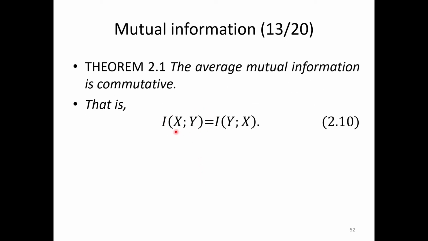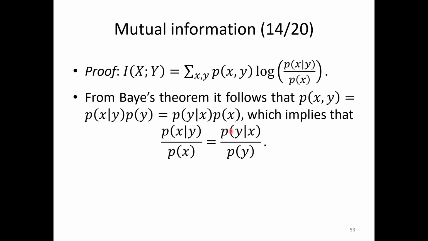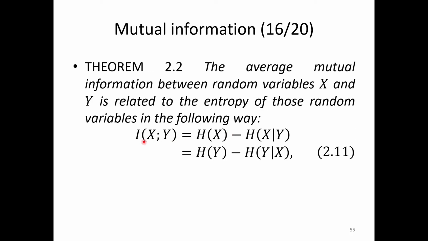I of xy is equal to I of yx. Because I of xy is equal to I of yx, we can replace x by y, and y by x, and we immediately obtain the second line of equation 2.11. So this completes the proof of theorem 2.2.